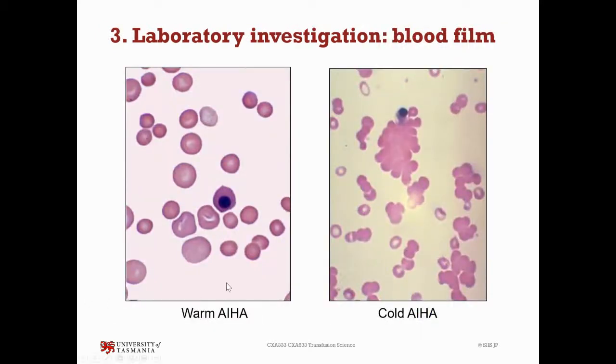So in warm autoimmune hemolytic anemia, we see lots of anisocytosis due to reticulocytes and spherocytes, and also we see nucleated red cells if the bone marrow is getting really stressed, whereas in cold hemagglutinin disease or cold agglutinin disease, we tend to see these great aggregates of red cells, which are agglutinated cells. So they're very different pictures.